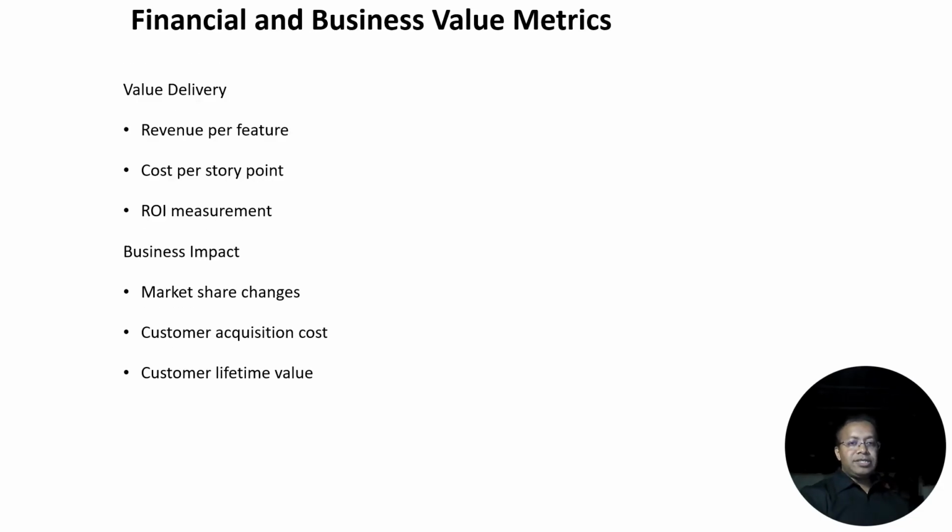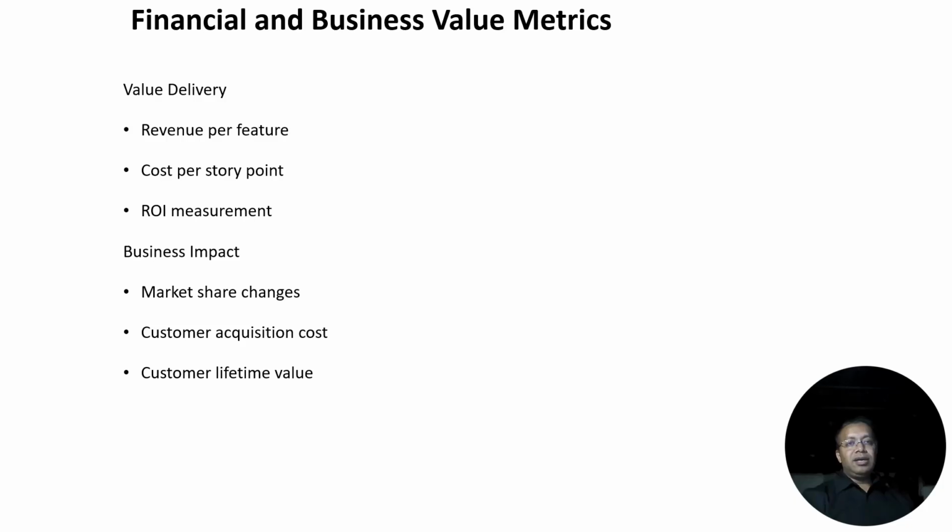There are financial and business value metrics also that an agile leader should be aware of, like revenue per feature. If you are adding a feature to a particular product or a software, what's the additional revenue that you might perhaps generate? That's a financial implication. It's a return on investment measurement. That's again a very important thing. Cost per story point. If there is an addition of an additional feature, what's the cost to the company itself?